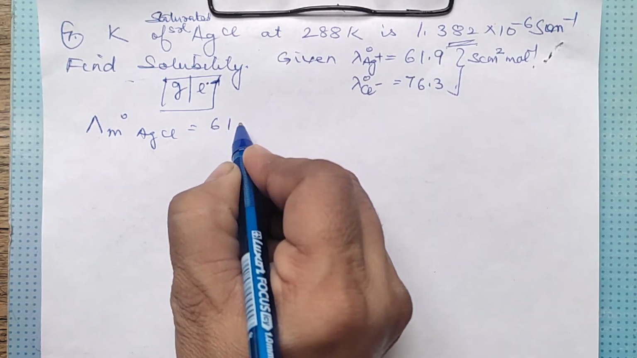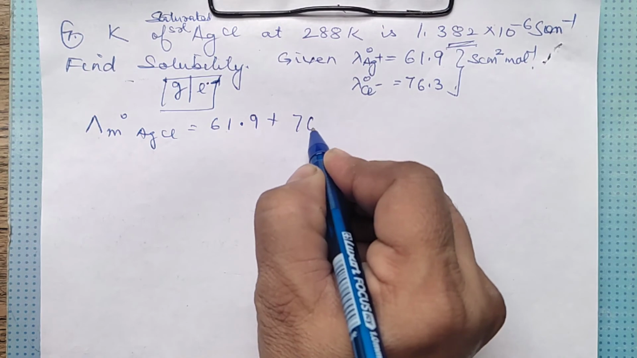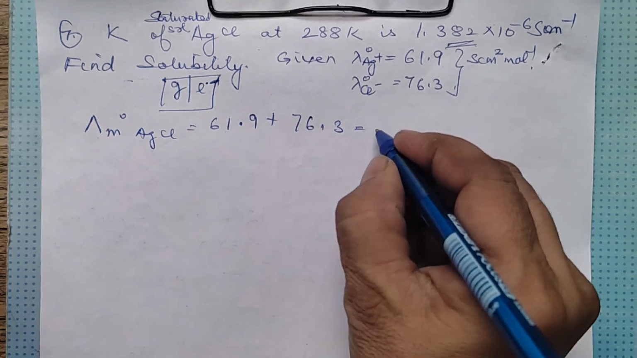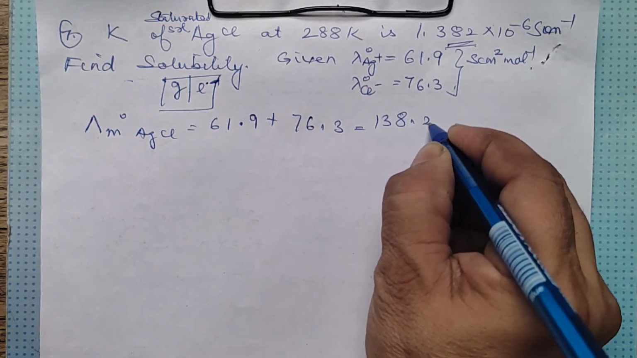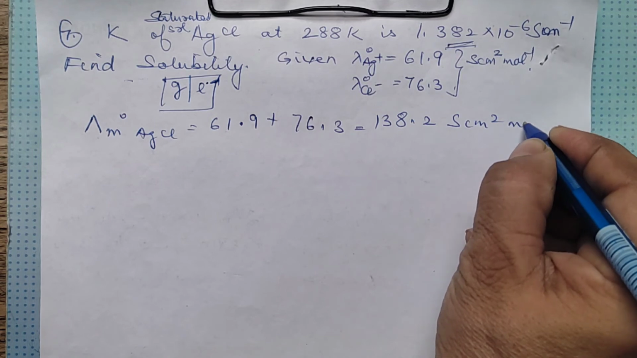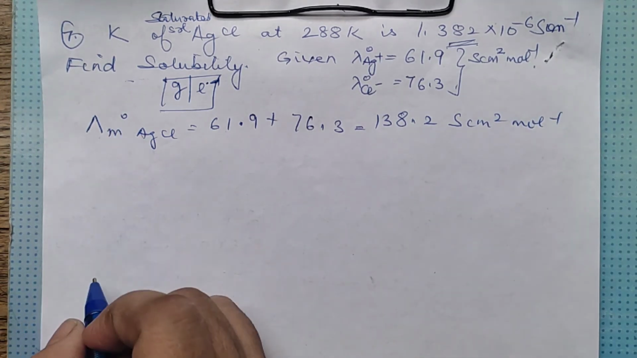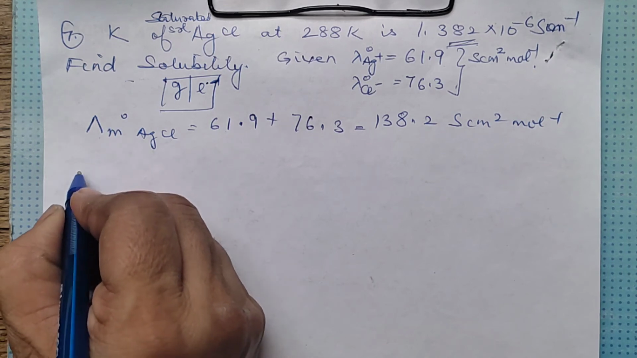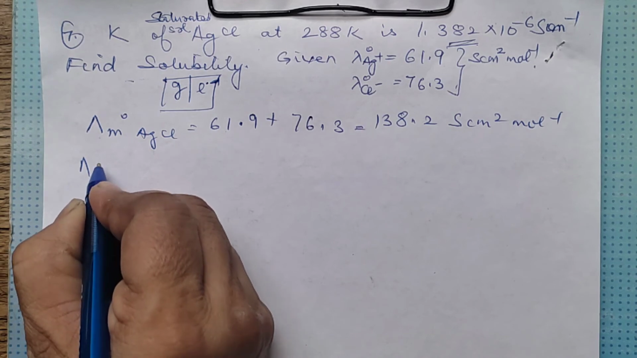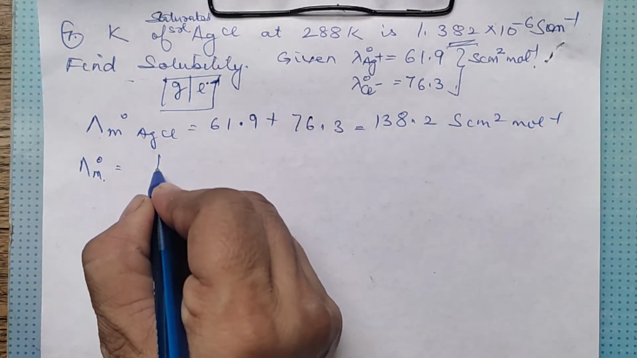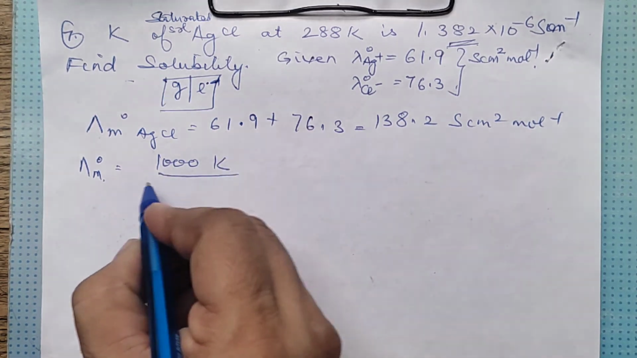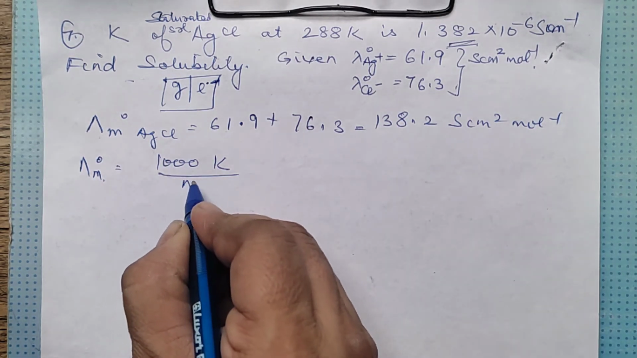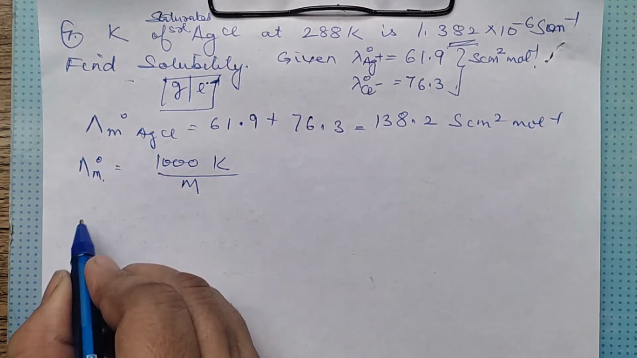That is 61.9 plus 76.3. When you add up, it comes out to be 138.2 Siemens centimeter square per mole. This is the lambda m naught value. Now, using this lambda m naught value, we will calculate molarity first. You have the formula that lambda m naught is equal to 1000 kappa by molarity. Actually, it is lambda m only, but since it is for infinite dilution, we are using lambda m naught here.